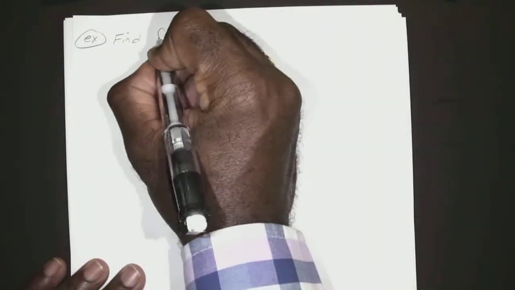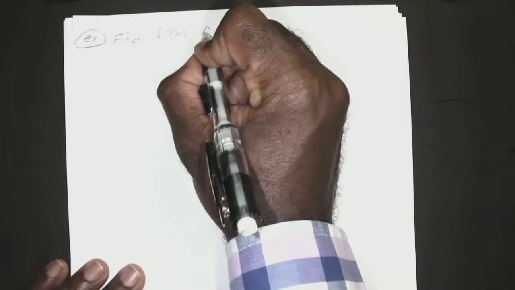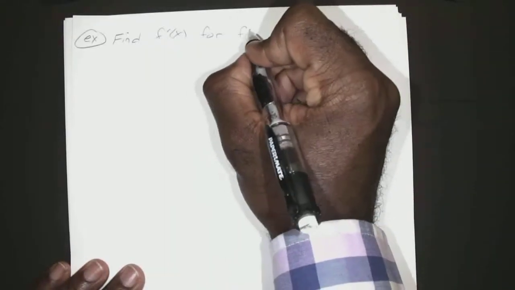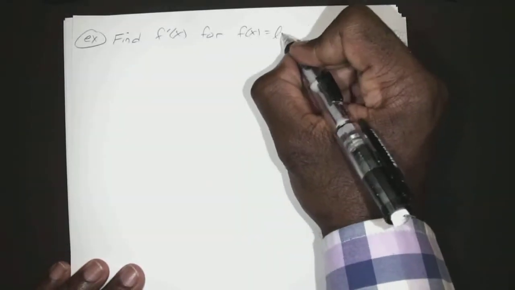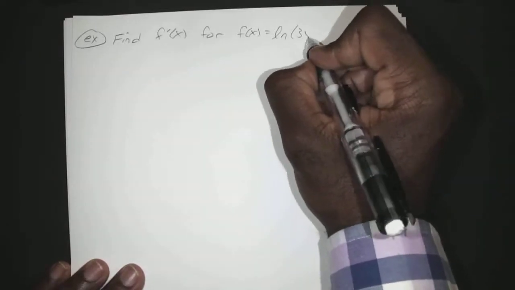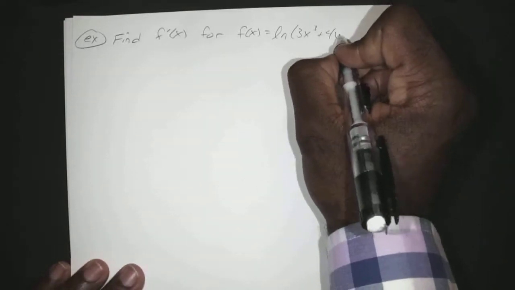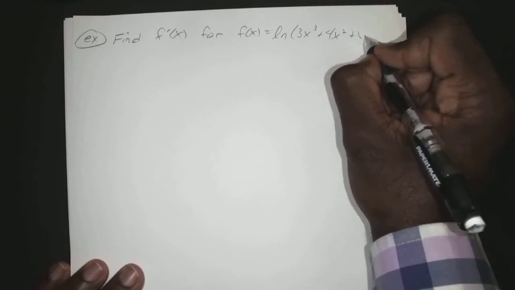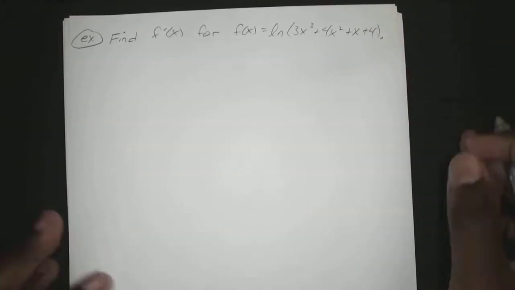All right, so let's say, for example, we wanted to find f prime of x for f of x equals natural log of 3x to the third plus 4x squared plus x plus 4.